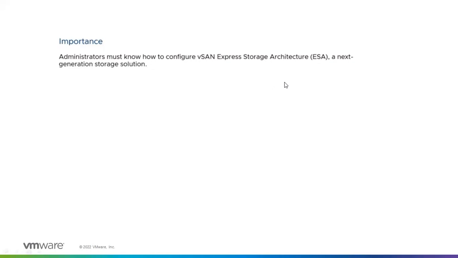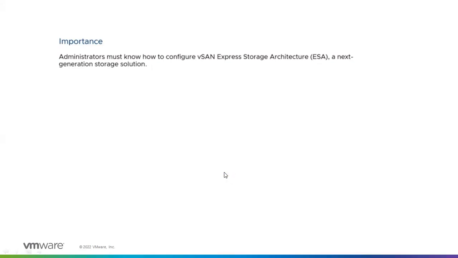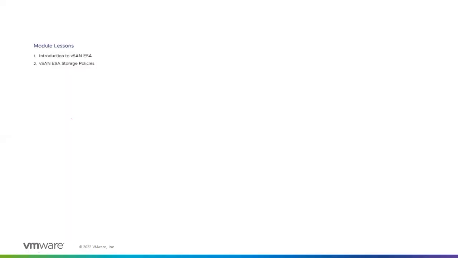Okay, so let me come back to the point. What I was telling is, with ESA they have broken a lot of barriers that we were seeing in the OSA, which we call the old storage architecture. Here we are covering the vSAN ESA, then vSAN ESA storage policies around that.